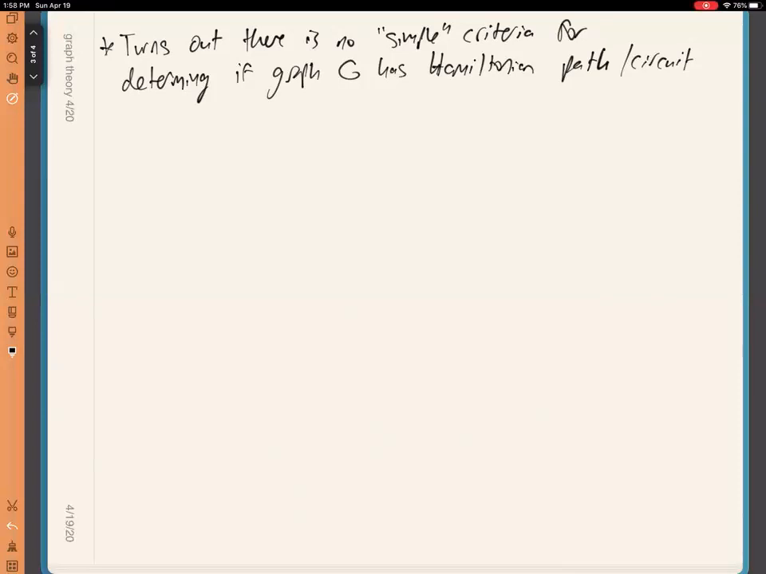But that doesn't mean that you can't, in certain cases, at least rule out the existence of a Hamiltonian circuit or path. There are always a few criteria you can look for to help you understand this problem better. So let's look at some of these criteria quickly. The first thing to point out is that if your graph G has a vertex of degree 1.